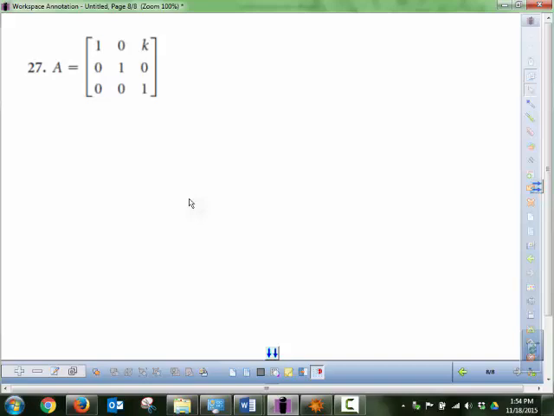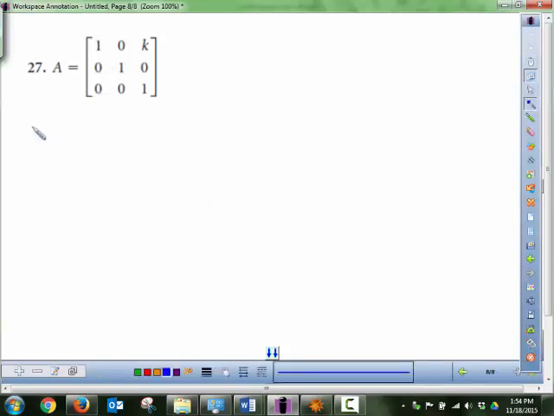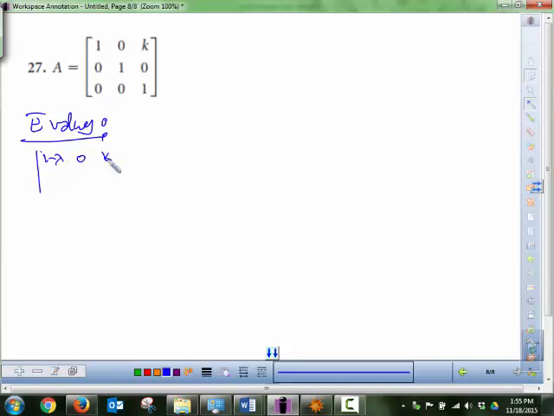Okay, so there's this, I guess we can consider this an upper triangular matrix. And let's find the eigenvalues. So let's start off by writing, I want the determinant, so I'll use straight bars. 1 minus lambda, 0, k, 0, 1 minus lambda, 0, and everything else. So I have 1 minus lambda to the third power.